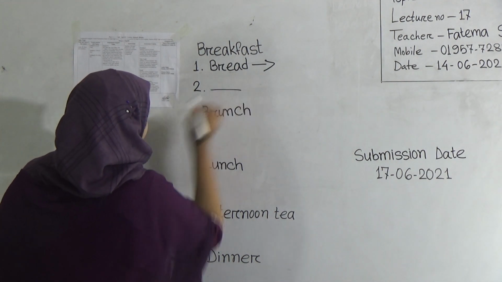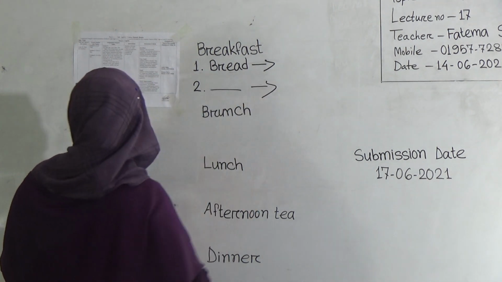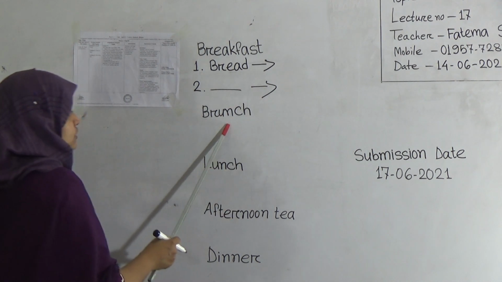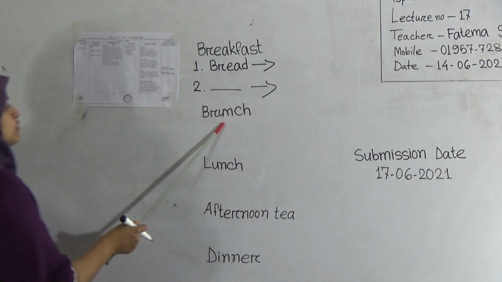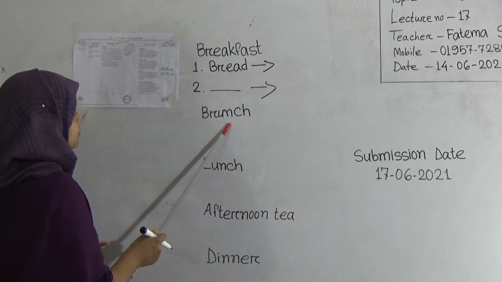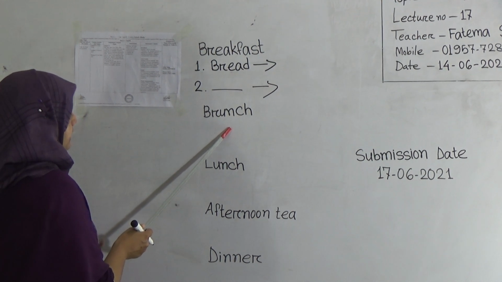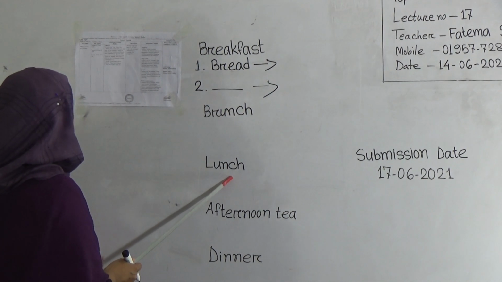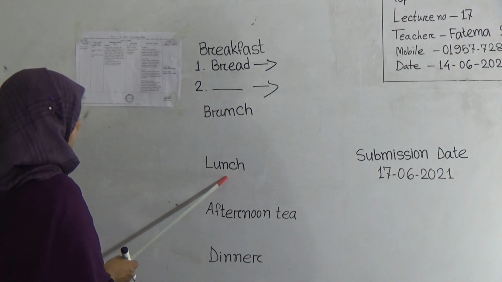Then you have to write another name of food that you take for your breakfast, and you will write the name of the vitamin or mineral that it contains. Like this you have to write for brunch, lunch, afternoon tea, dinner. So think about it, what you used to take between morning and noon. Usually we used to take fruit, an apple, an orange, like this, a lower portion of food. And for lunch we used to take rice, meat, lentil.